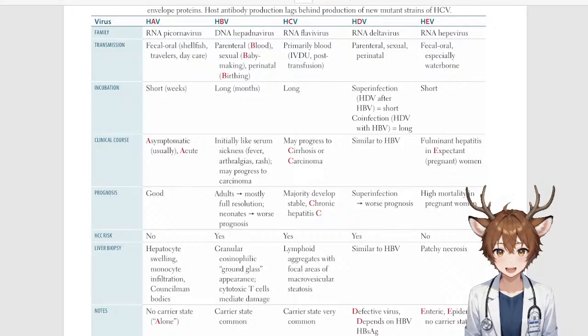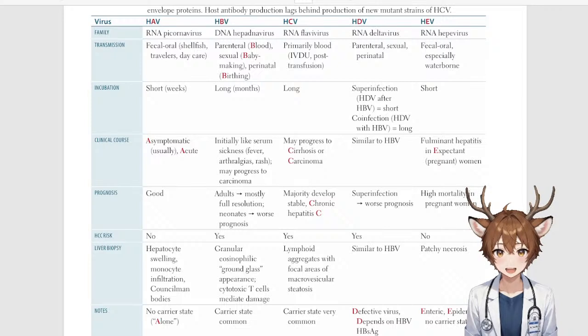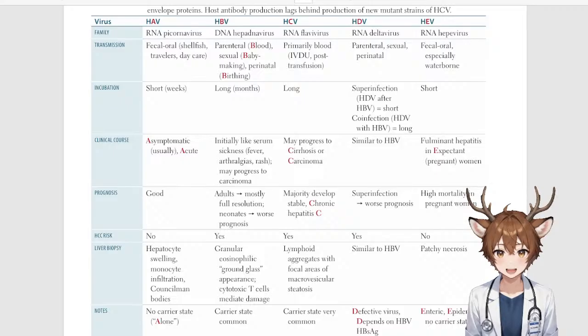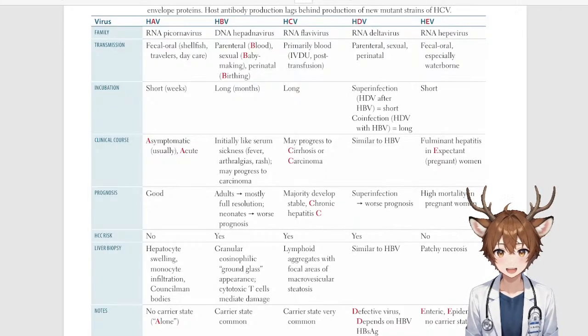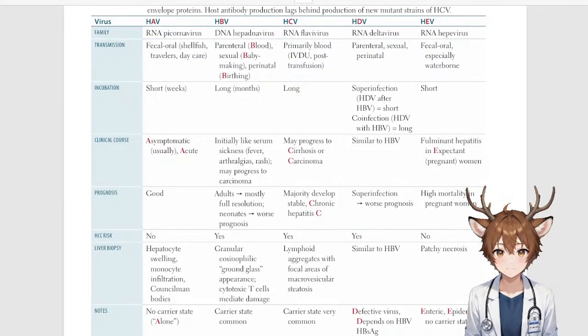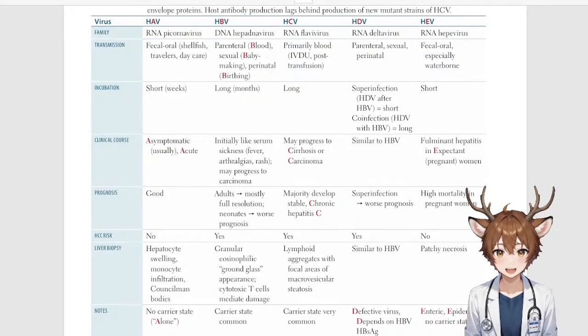And a way I remember it would be like this. A and E, as I said before, lack an envelope, and they are not destroyed in the gut. They are typically acute infections that do not typically have a chronic state, and they are spread fecal orally. That's A and E. Fecal oral, non-enveloped, can survive the stomach, typically acute, not usually a chronic state, not necessarily a particularly high risk for carcinoma. B, C, and D are not the same. B, C, and D are different than A and E.